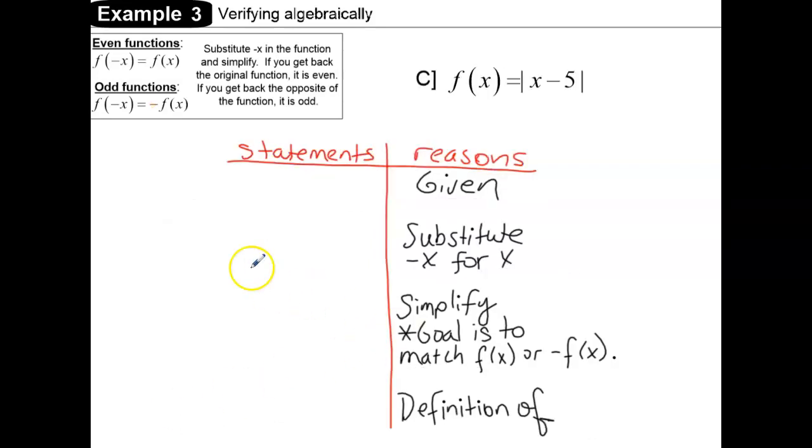So now you're going to go ahead and try example 3C on your own. Pause the video, and when you're ready to come back and check, we'll go over this together.